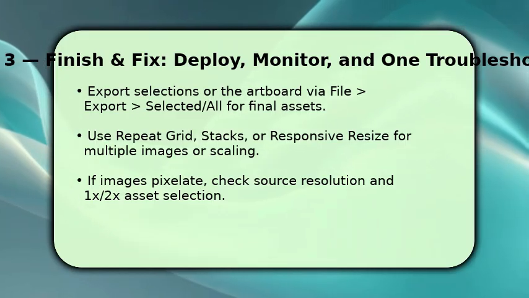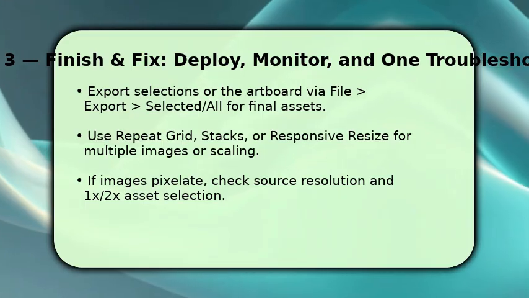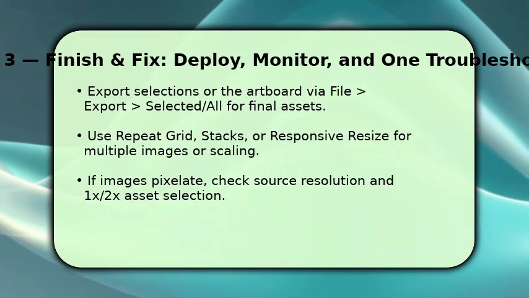This speeds iteration. For troubleshooting, if images look pixelated, check the original resolution and whether you used 1x versus 2x assets, because low-resolution sources.